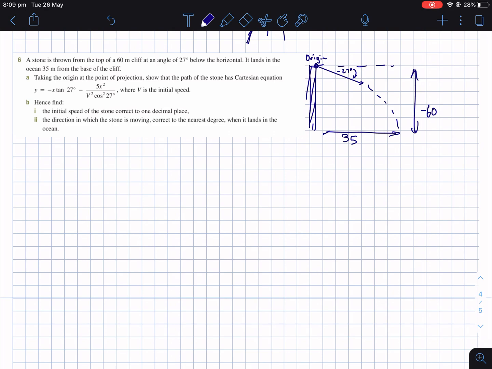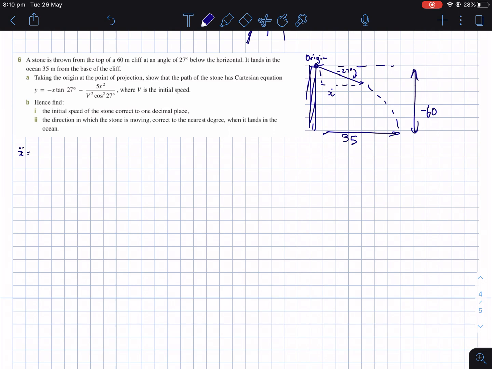Okay, taking the origin as the point of projection, show that the path of the stone has that. So we've got to go through the whole rigmarole and end up with that. We don't know V, but we know X dot will be, at the initial T equals 0, V cos negative 27, etc. Okay, so let's actually do this.